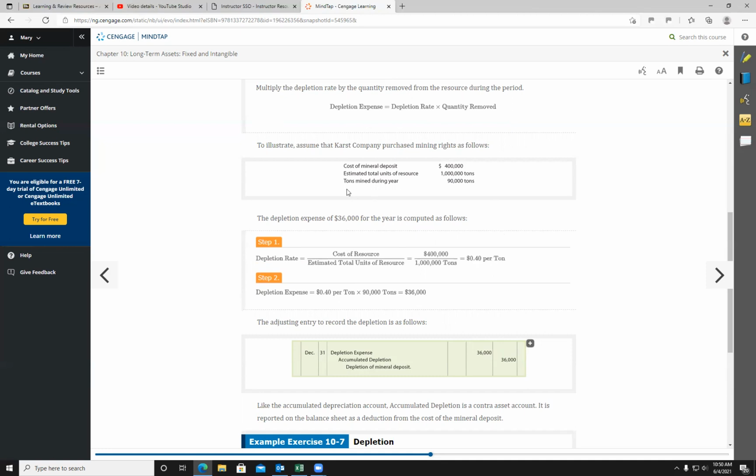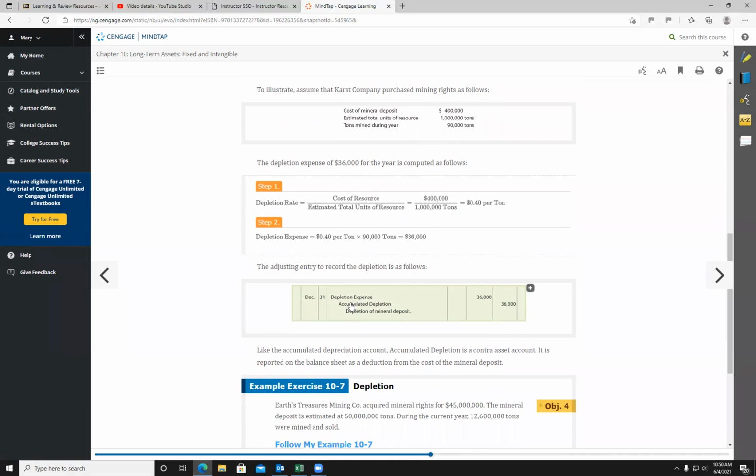Now, during the year, they mined a total of 90,000 tons. So to get the total depletion expense, you take that depletion rate of 40 cents per ton and multiply it by 90,000 tons. And that gives you a depletion expense of $36,000.